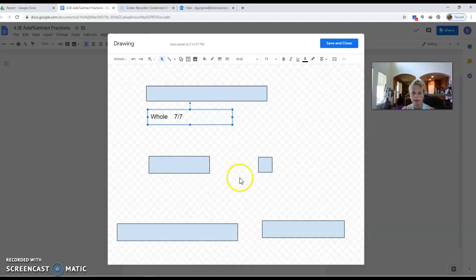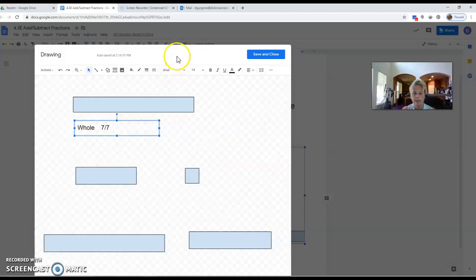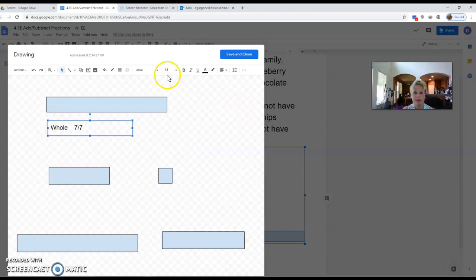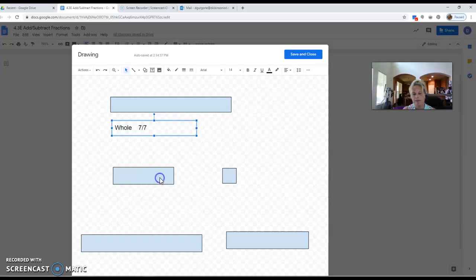I'm going to show you by layering the picture how we're going to figure out the answer to this. So we have 4/7 of the waffles. I have a model here, and I'm going to add a text box down here. We know that 4/7 of the waffles are blueberry.